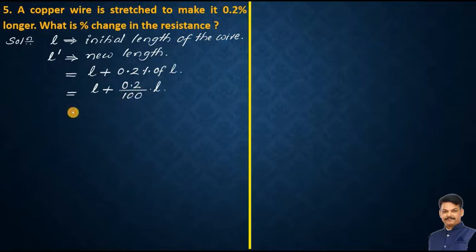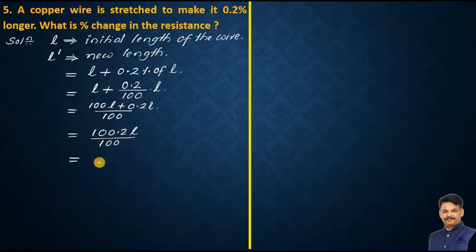Right, if you simplify this, see what we get. If 100 is considered as the LCM, then it will be 100L plus 0.2L. Okay, so altogether it will be 100.2L divided by 100, or we can adjust the decimal point and we can say that it is 1.002L. Hence we got the relationship between the new length and the old length of the wire. Okay, we got one relationship.